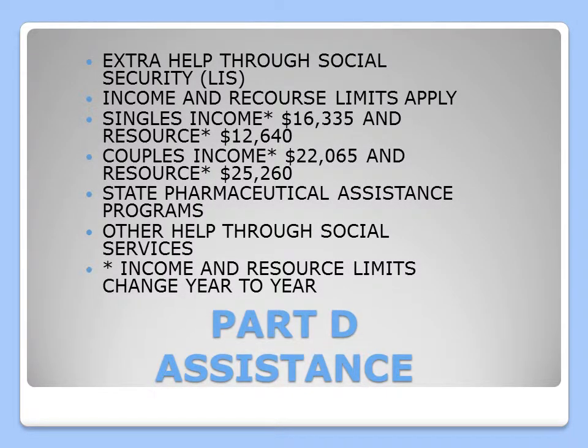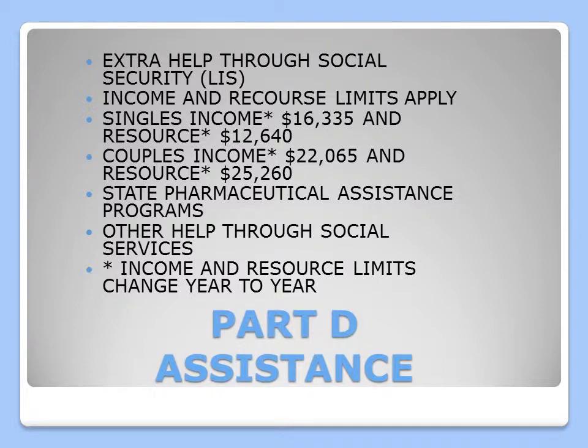If your income and resources are low, you might qualify for Part D assistance. There's 2 primary sources, directly through Social Security. It's called extra help through Social Security, or the low-income subsidy. There are income and resource limits that apply. You can see the numbers on the screen. These numbers do change from year to year, but essentially, if you're a single person and have roughly $16,000 and under of income and $12,000 and under of resources, you might qualify. If you're a couple and you have under $22,000 of income and $25,000 of resources, again, you might qualify. You can get applications through the local social services office, and you can apply directly at Medicare.gov.